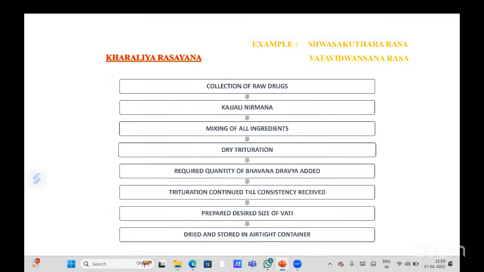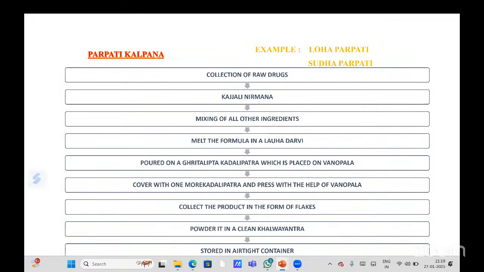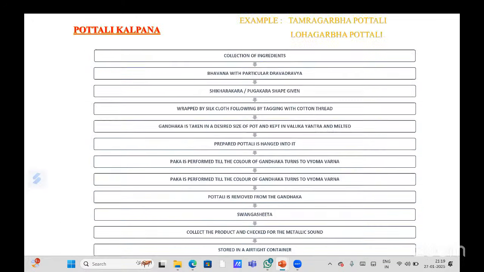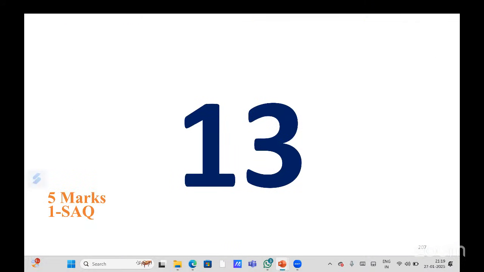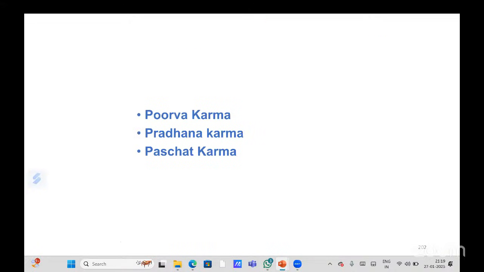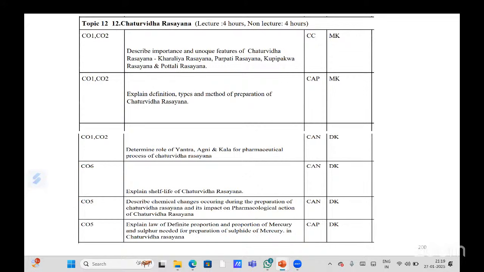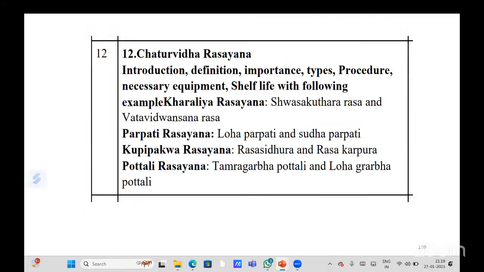Here I have not taken any example. This is a general method of preparation of Khalviya Rasayana, Parpati Kalpana, Potali Kalpana, and Kupipakwa Rasayana. So this is in relation with syllabus point number 12. You have to concentrate. You will get one long essay from syllabus point number 12 with an example, or they may ask the general method of preparation. Okay. So moving to syllabus point number 13.